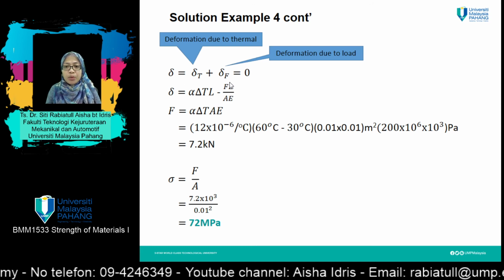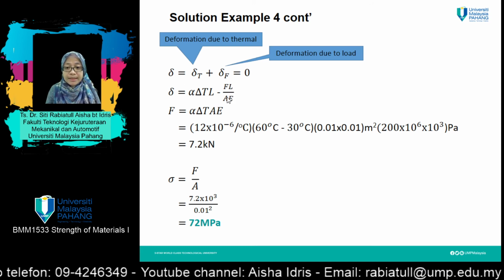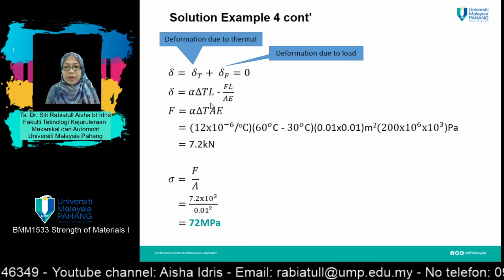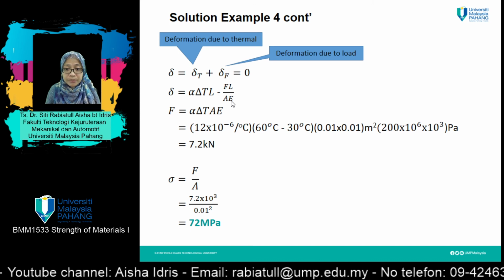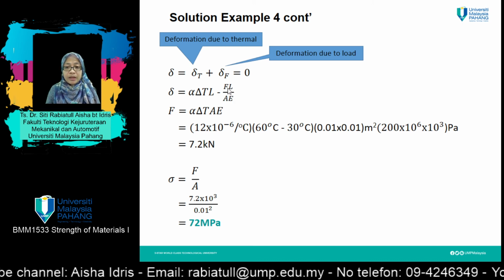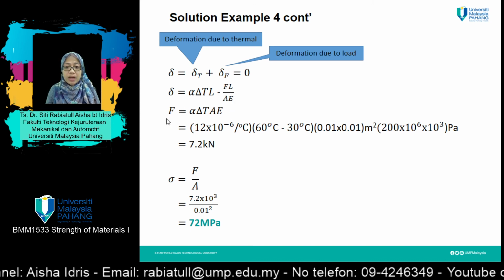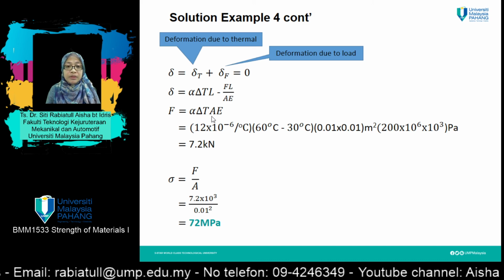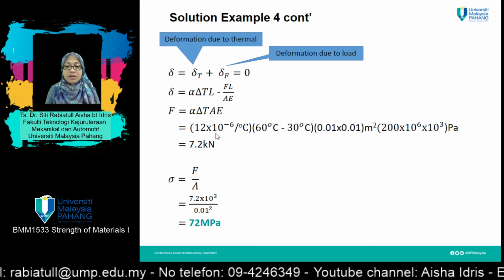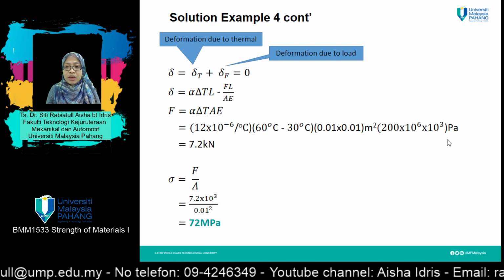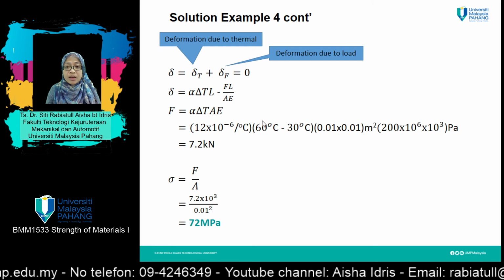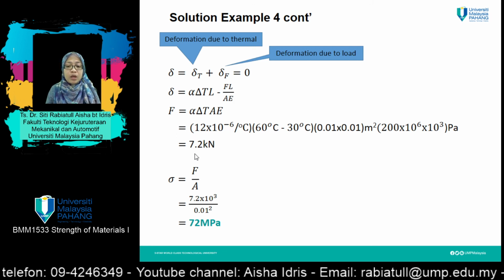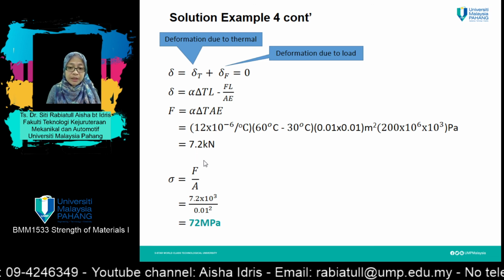From this equation, sorry, a little bit of a mistake here. From this formula you can rearrange it so that you'll get this formula, F equals alpha delta T capital AE. And since you have all the data here, just substitute all the information and you'll get the value of F equals 7.2 kilonewton.